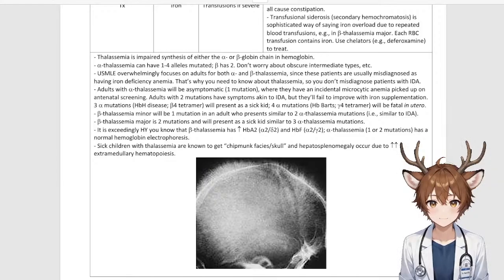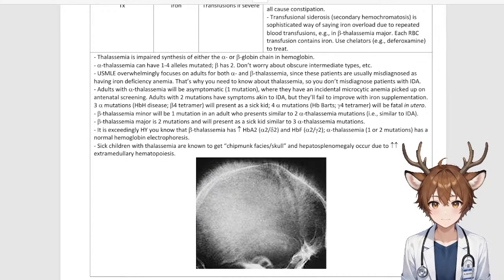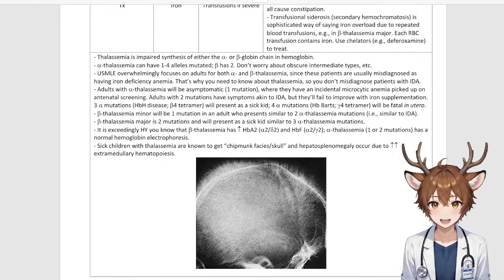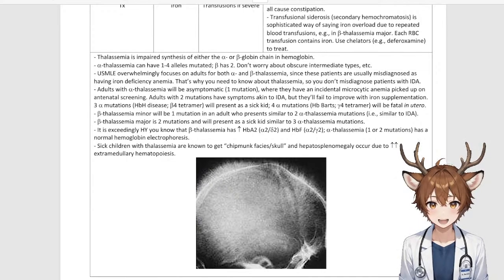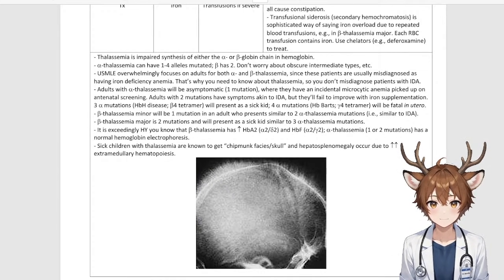Okay. Sick children with thalassemia are known to get chipmunk facies and skull changes, and hepatosplenomegaly occurs due to a significant increase in extramedullary hematopoiesis. Now, okay, so that's the skull. Chipmunk facies, skull.